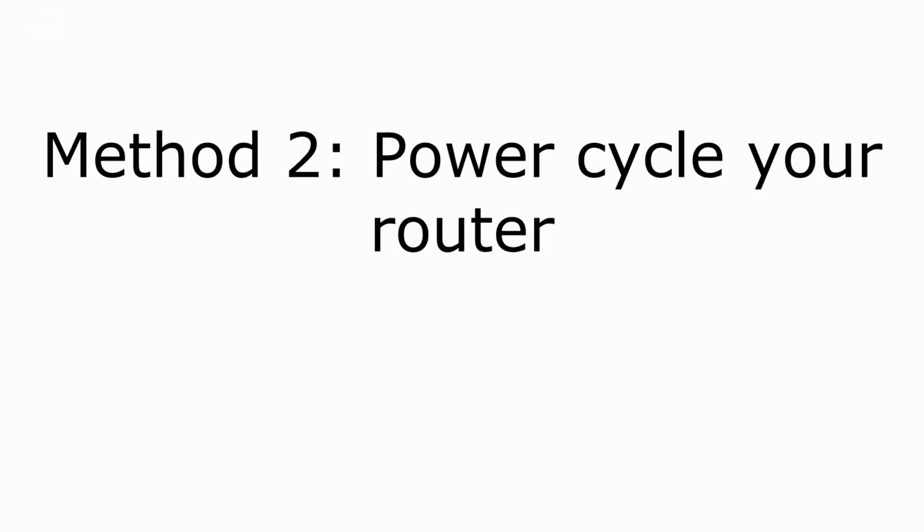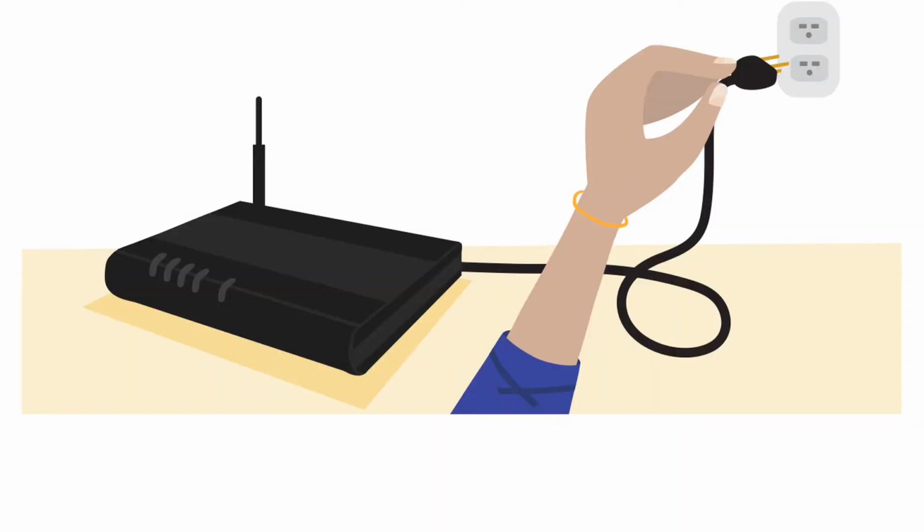Method 2. Power cycle your router. Unplug the modem and router from the power outlet. Wait at least 15 seconds. Plug the modem back into the power outlet first, wait 1 to 2 minutes, then it's time to power on the router. Wait for all panel lights on your cable modem to become green before testing your internet connection.